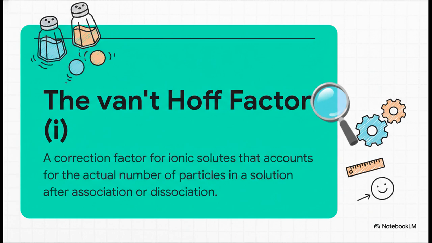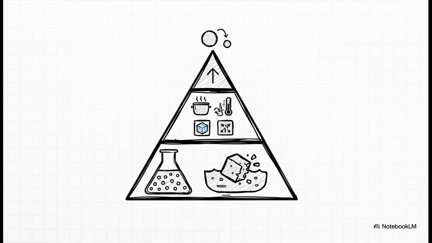So, for example, when you dissolve table salt, it splits into 2 ions, right? So its i value is 2. We just multiply our colligative property formulas by i, and boom, we get the right answer for stuff that breaks apart. And there you have it.